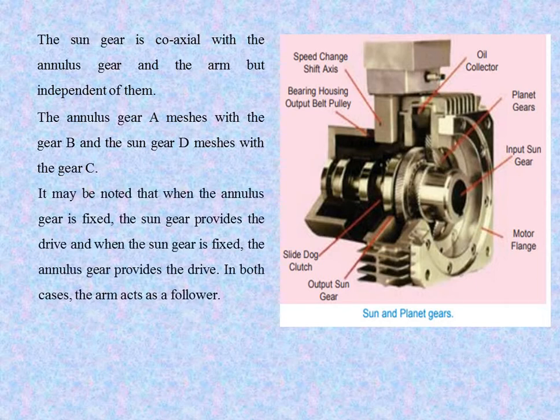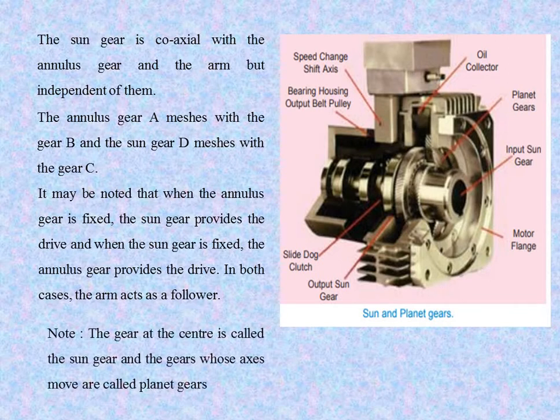It may be noted that when the annulus gear is fixed, the sun gear provides the drive, and when the sun gear is fixed, the annulus gear provides the drive. In both cases, the arm acts as a follower. In the first case, the annulus gear is fixed and the sun gear provides the drive. In the second case, the sun gear is fixed and the annulus gear provides the drive. In both cases the arm acts as a follower. That is the important note.